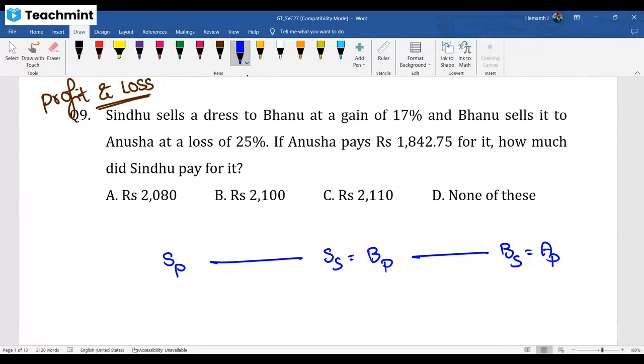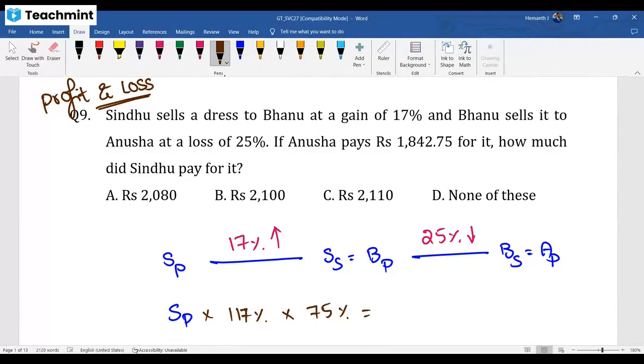So Sindhu purchased it and sold it to Banu. This is the selling price of Sindhu, which is equal to Banu's purchasing price. Then Banu sold it to Anusha, so that amount is Banu's selling price or Anusha's purchasing price. Here, 17% gain means 17% increase, but Banu sold it at a 25% loss, meaning decrease. Sindhu's purchase price into 117% because of the 17% increase, into 75% because of the 25% decrease, is equal to the amount paid by Anusha.